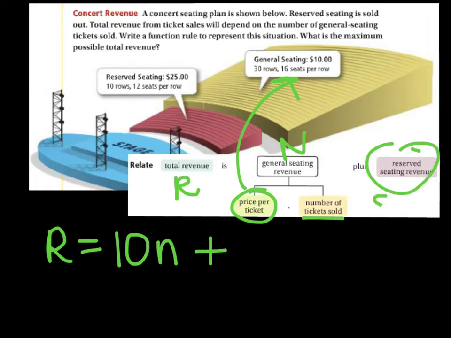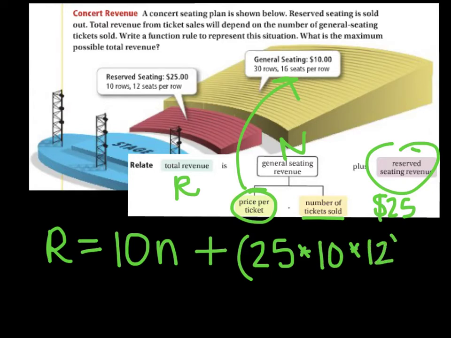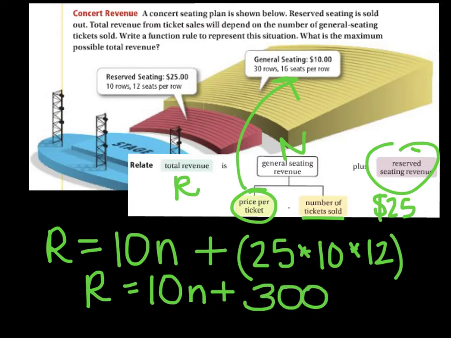This reserve seating is $25 each. Okay, so we are going to have $25 times the 10 rows, and there's 12 seats per row. In other words, there's 120 seats. You could have also just taken 25 times 120, but this works too. So then our final way to write this would be the revenue will be the number of general seating plus $3,000.